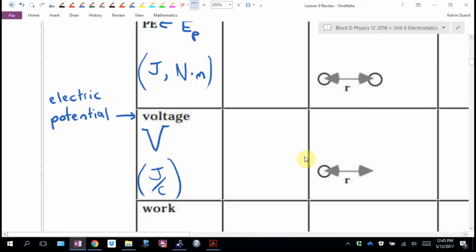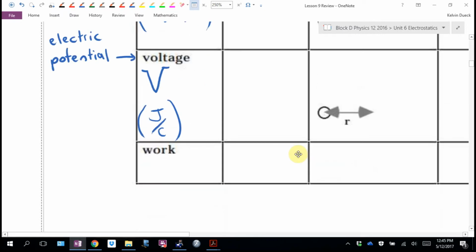Are there any other ways we could measure voltage? It's defined as joules per coulomb. I guess it's Newton meters per coulomb, since a joule is a Newton meter. Yeah. Good enough. Oh, and work. What letter did we use for work? W. And it was typically measured in joules.